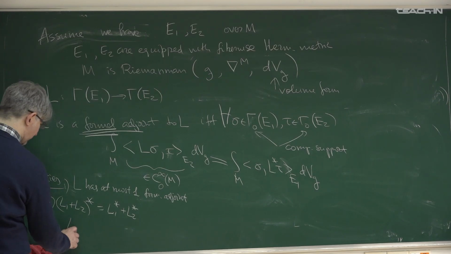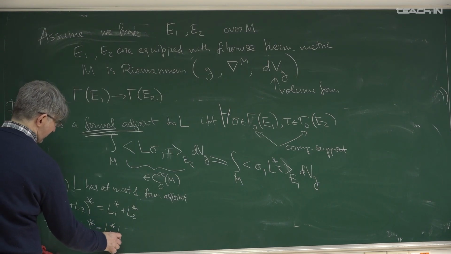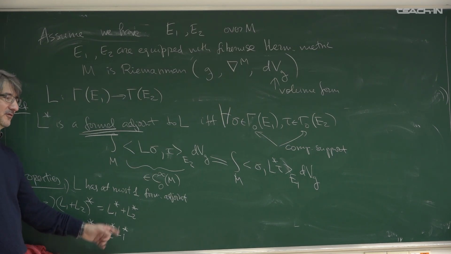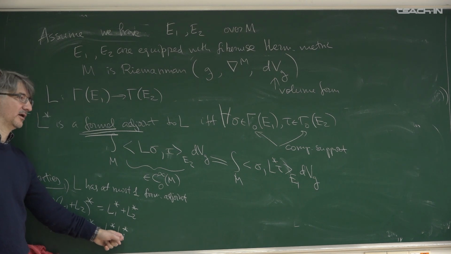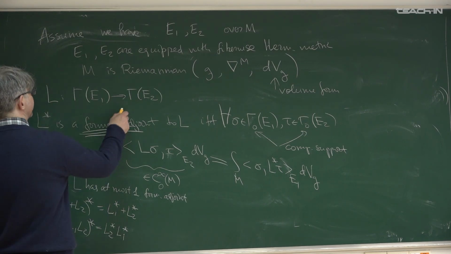Composition, not a product, but composition. I was thinking to write the formula in correct order, but I regret it immediately. So you know that star changes the order of operators. The same statement: if these two exist, then we have existence of the formal adjoint of this composition. By the way, L star sends gamma E2 to gamma E1. We never said it. Thank you very much, yes.